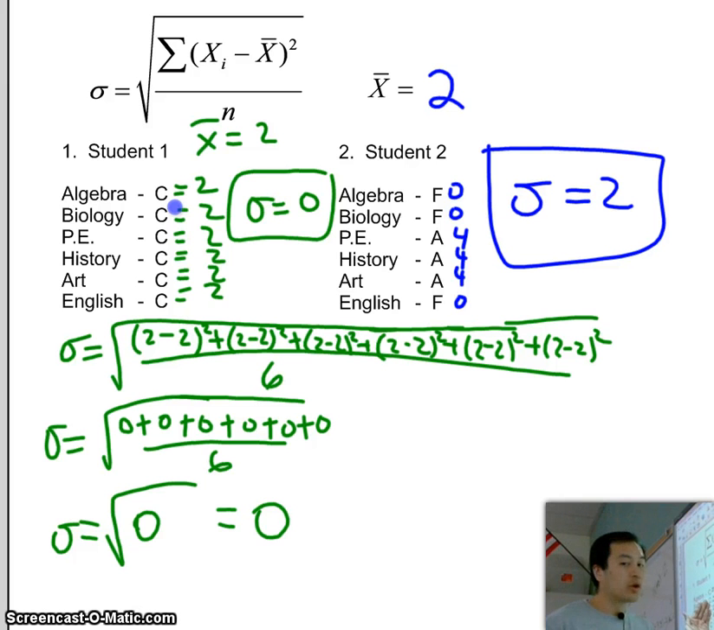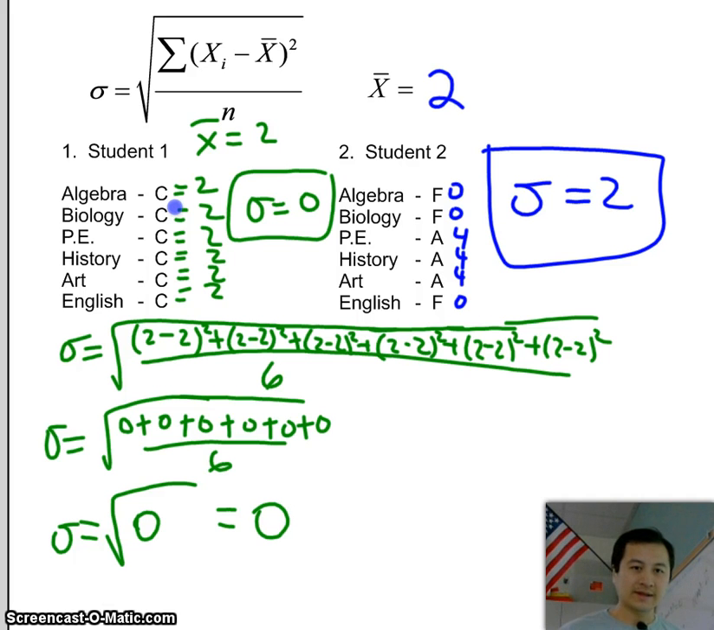This guy, his scores don't fluctuate at all. They're exactly the same. They have 0 fluctuation. Does that kind of make sense? The smaller the standard deviation, the more consistent the scores. The bigger the standard deviation, the more erratic the scores, the more highs and lows they have.